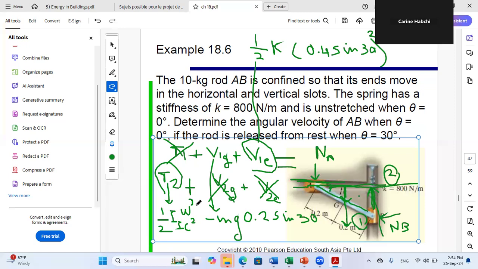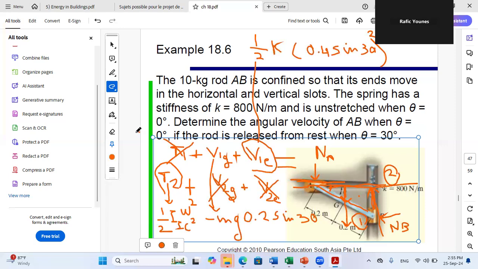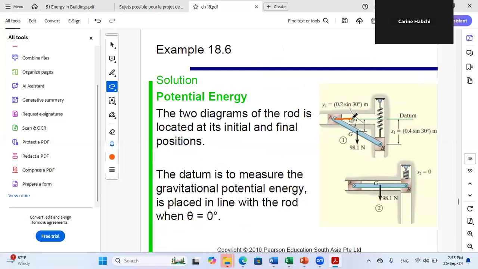Can you tell me where the IC is and how we can find its location? Perpendicular from A and perpendicular from B. Yes, very good, the intersection. Let us move to the other slide to have a clearer figure. A is moving in the horizontal direction and B is moving in the vertical direction. Since the initial position is at 30 degrees, when we release the rod it will move up. So VB will be upward and VA will be to the left. If we draw the perpendicular to VA and the perpendicular to VB, the intersection point will represent the IC. So the IC will be located somewhere here.